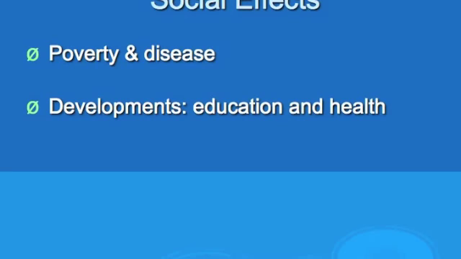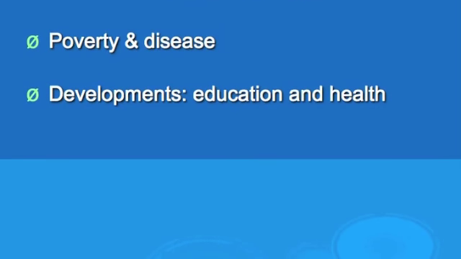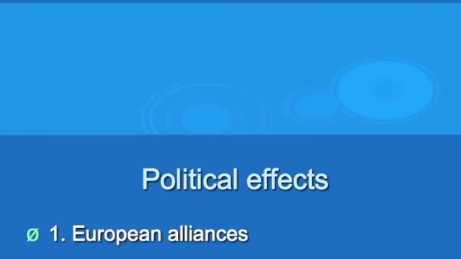So starting off with social effects, you have the issue of poverty and disease that increase under imperialism. But on a positive note, there are some developments. Education as far as new schools being set up, and health as far as the construction of hospitals, of introducing new medicines to the colonized people. Right? Poverty was a result of a dependent economy, which we'll talk a little bit in class about to clarify, and also disease if you aren't immune to certain diseases that can happen as well.